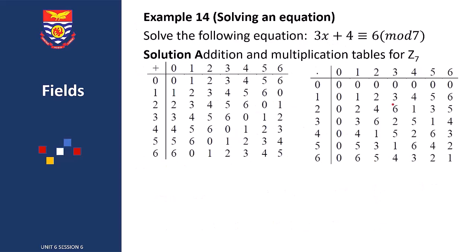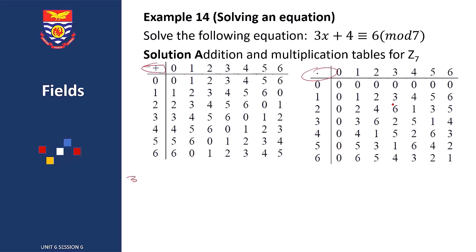Example 14, let's try to solve this equation. Solve the following equation: 3x plus 4 is congruent to 6 mod 7. Here what we do is use the addition table and the multiplication table for modulo 7. So don't forget about the tables, and we have them there. The addition one is here, and the multiplication one is here. So how do we solve this? Let's try to do it over here.